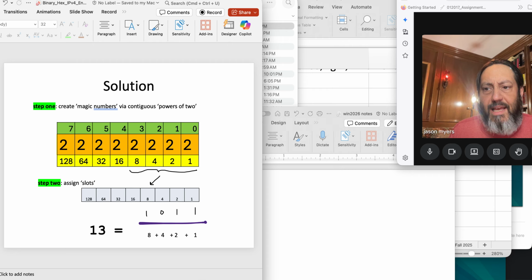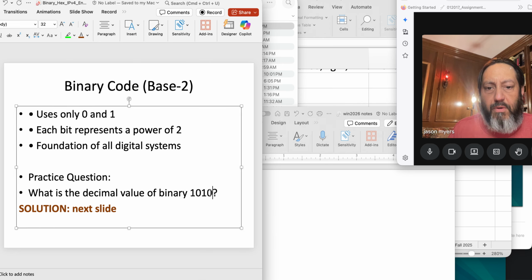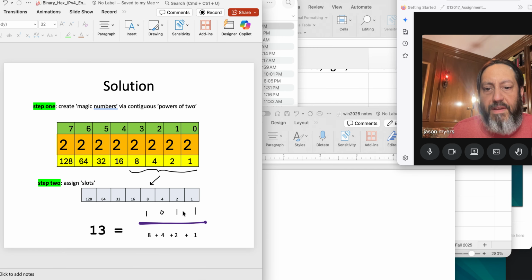Oh, did I get something wrong here? That should be 1, 0, 1, 1. So actually, I'm going to change this to a 1. What is the decimal value of 1011? So we write 1011 here. Oh, you know what? I made another mistake here. I'm going to change this into 0.